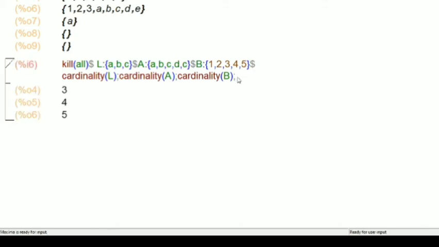Cardinality will not change, because in a set we can write an element only once. So it will consider only the number of distinct elements. This is how it runs the program. Now what is the next command?